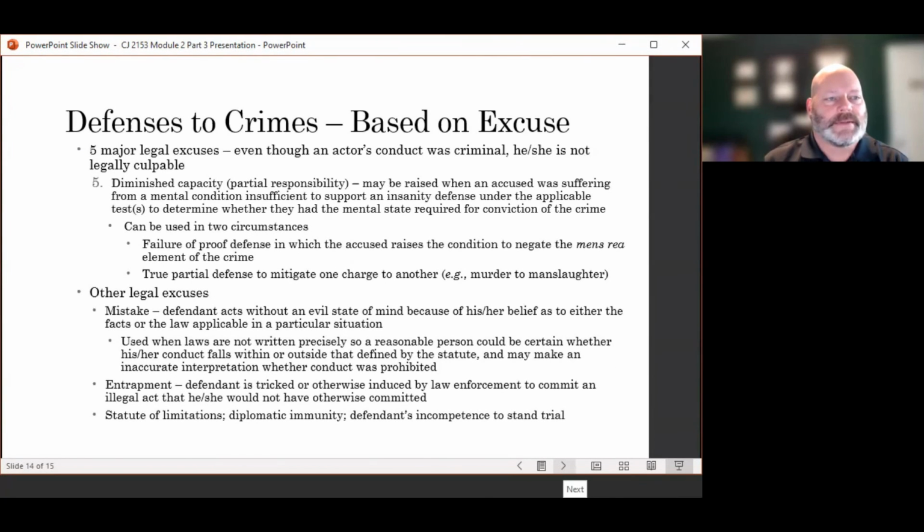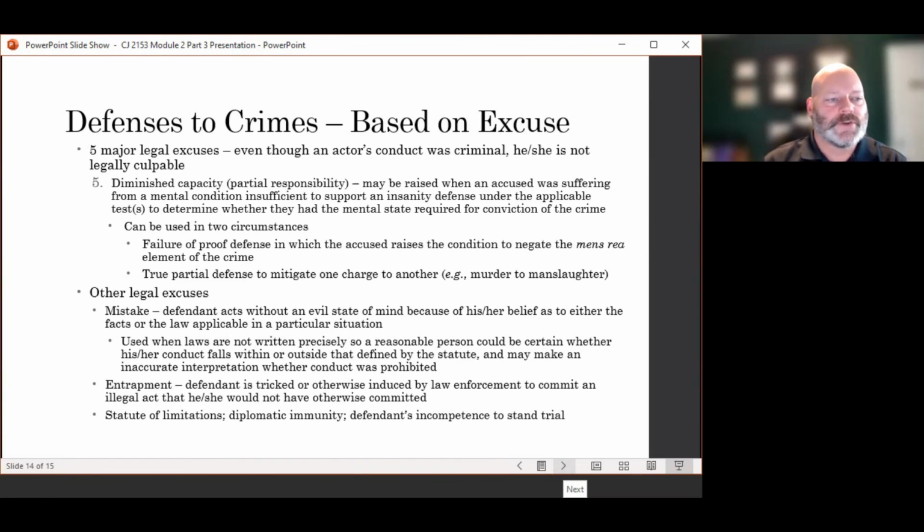The diminished capacity excuse may be raised when the accused was suffering from a mental condition insufficient to support an insanity defense under the applicable test, to determine whether they had the mental state required for conviction of the crime. The diminished capacity defense can be used in 2 circumstances: a failure of proof defense in which the accused raises the condition to negate the mens rea element of the crime, and a true partial defense to mitigate one charge to another, for example, reducing murder to manslaughter.